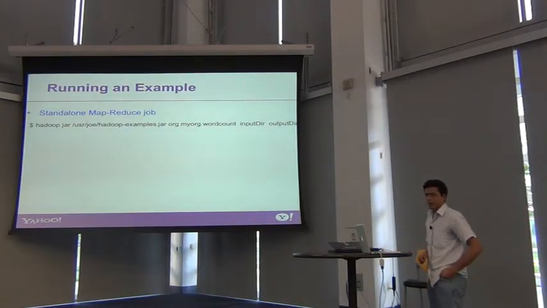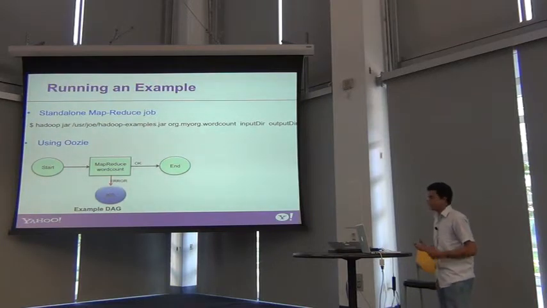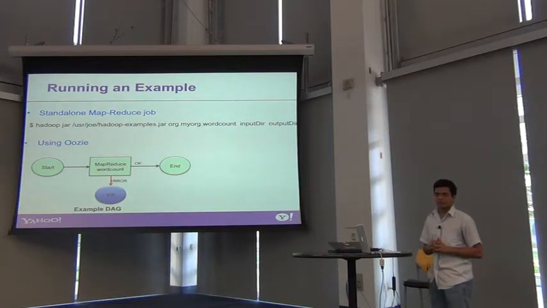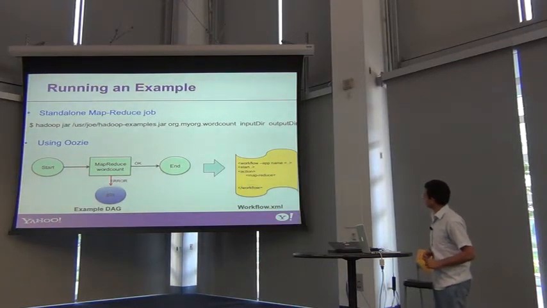Many of you would be familiar with how to run a standalone MapReduce job without Oozie. Basically, you give the jar file where the class is, then specify the mapper class, reducer class, and input and output directories. If you want to use Oozie, as Mohammad said, it's a workflow system, a DAG of actions. Here we just have one MapReduce action, so we need a corresponding workflow definition for that. I will describe this workflow XML in the next slide.